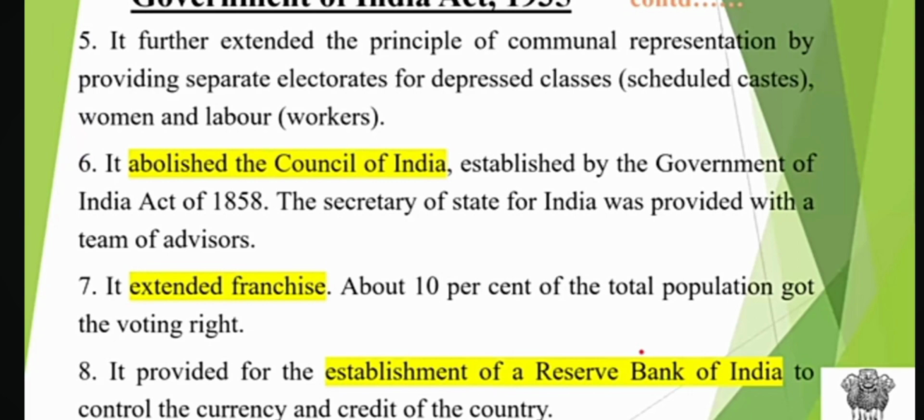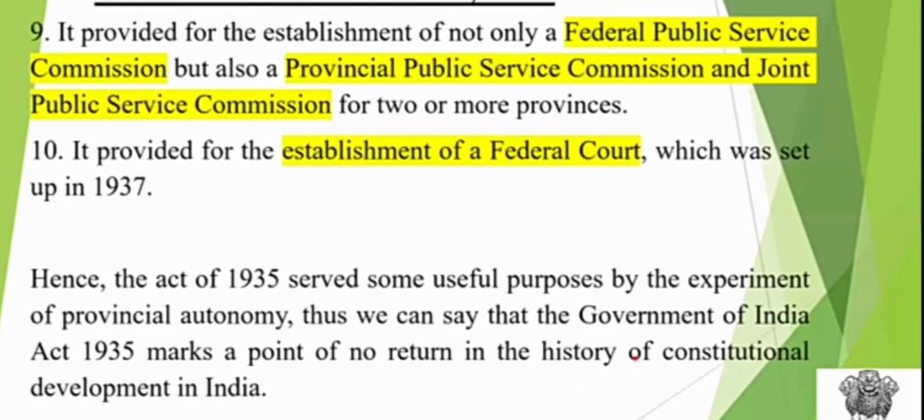Seventh, it extended the franchise. About 10% of the total population got the voting right. Eighth, it provided for the establishment of a Reserve Bank of India to control the currency and credit of the country. Ninth, it provided for the establishment of not only a Federal Public Service Commission but also a Provincial Public Service Commission and a Joint Public Service Commission for two or more provinces.